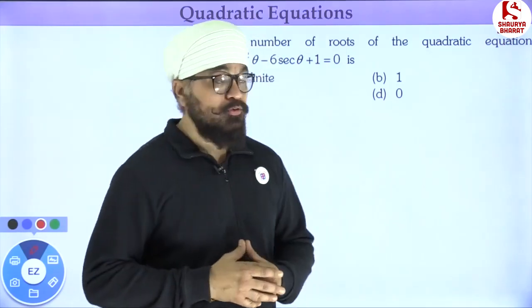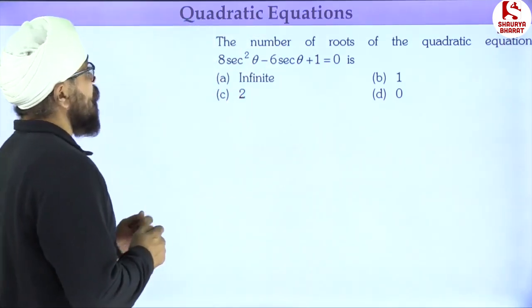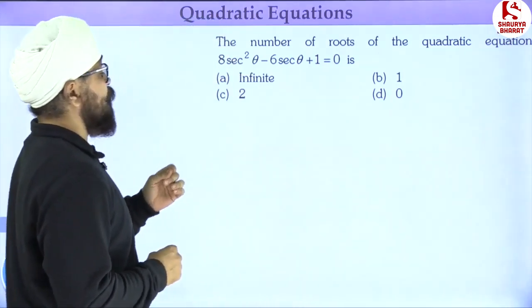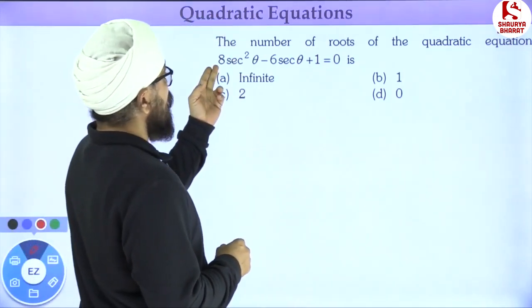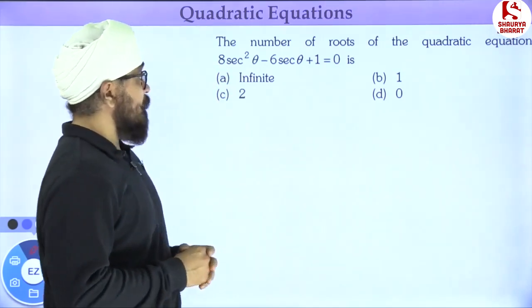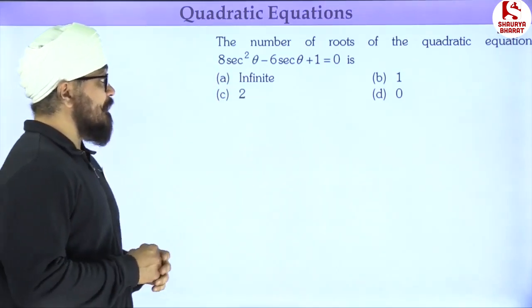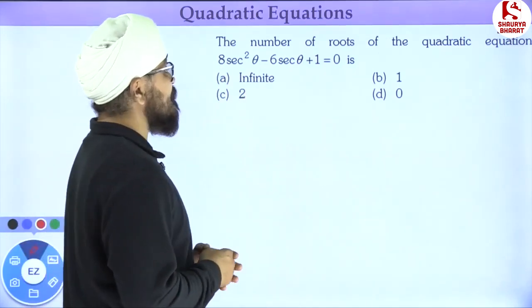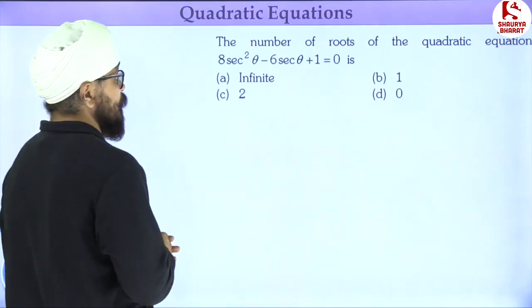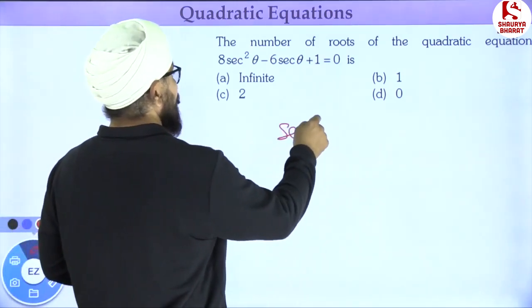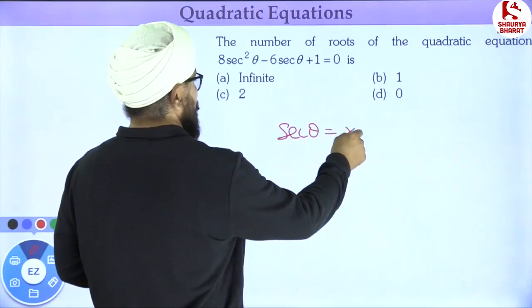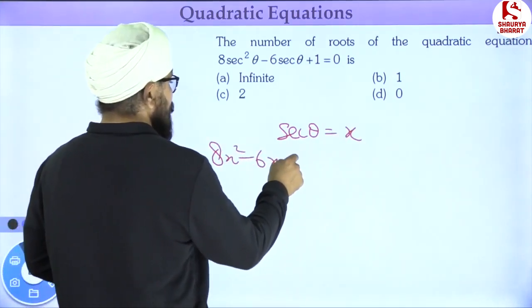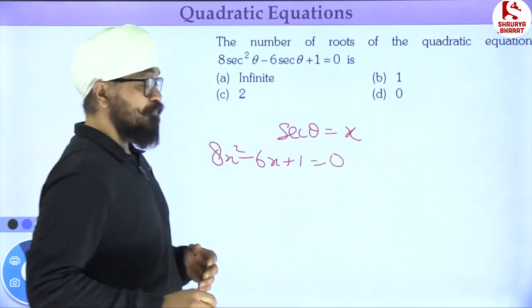Now let me take one more question to make this concept much clearer. That is, the number of roots of the quadratic equation, where we have the quadratic equation x is equal to 8 sec square theta minus 6 sec theta plus 1 is equal to 0. Now if I take sec theta equal to x, then I will have 8x square minus 6x plus 1 is equal to 0.